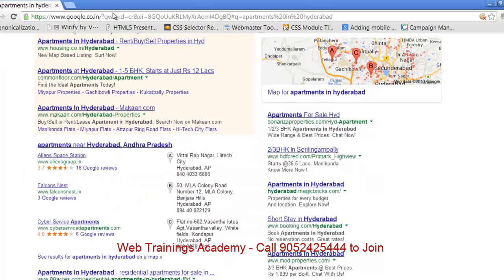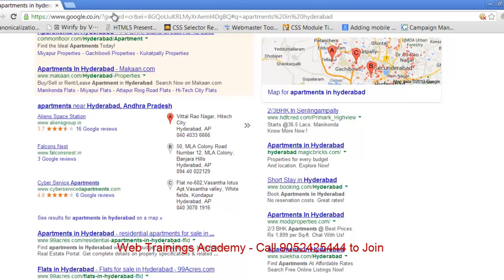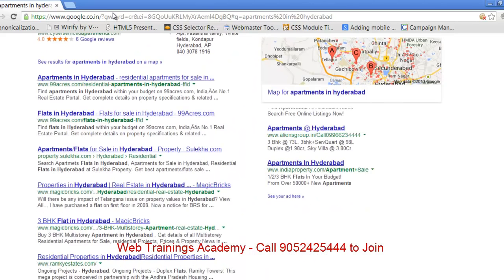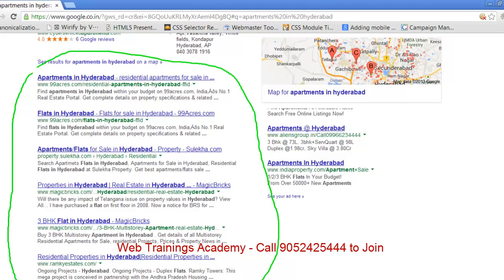Now after that, we have certain listings like Alien Space Station, Falcon's Nest, cyber service apartments. Basically all of this that we are able to see are organic listings, and they are specifically called local listings because they have a specific map. Because our query included the word Hyderabad, we are seeing local listings here. Local listing, not an advertisement, just a local listing. Are you following my point? Now if you move on, the listings we see after the local listings are nothing but SEO. These are all SEO.